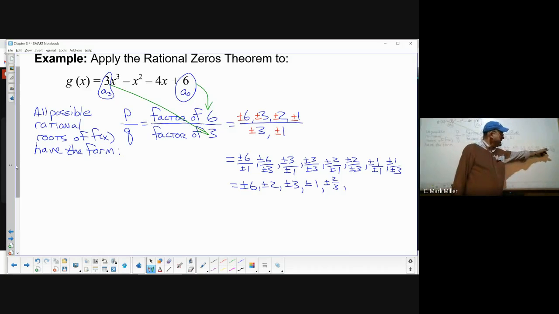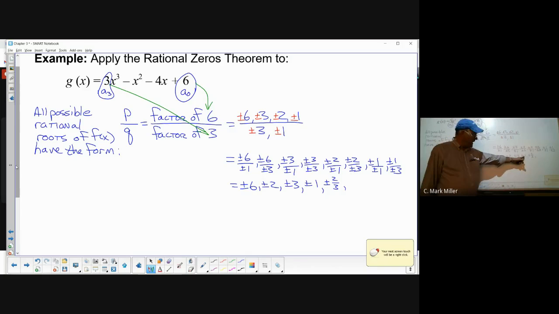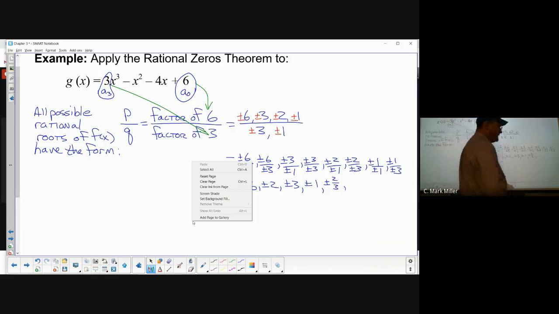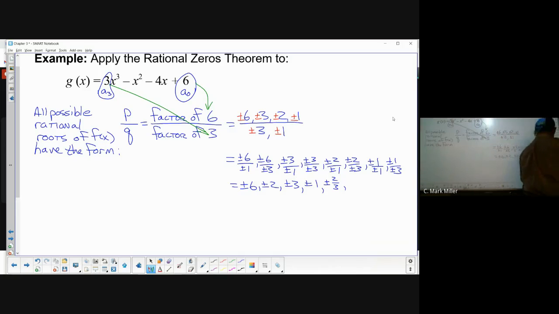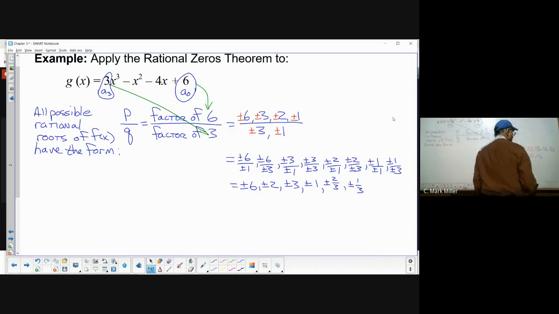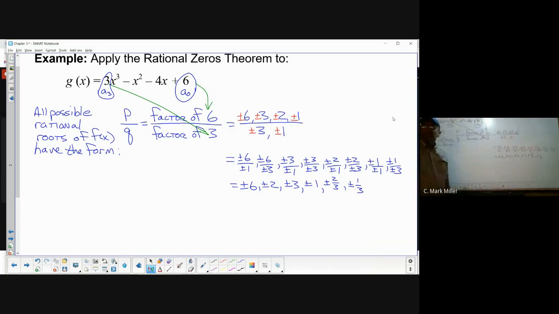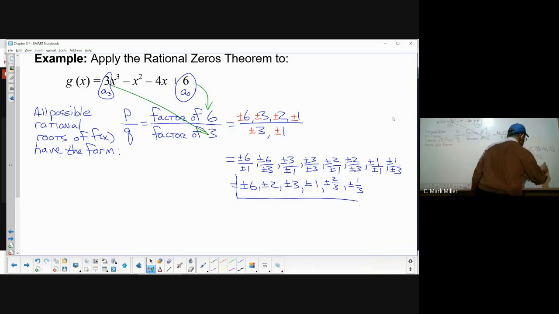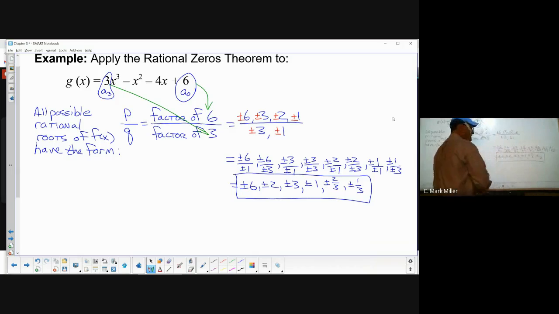Plus or minus 1 divided by plus or minus 1. That's plus or minus 1. It's already on the list. And lastly, I have plus or minus 1 divided by plus or minus 3. That's plus or minus 1/3. So this is the result of my applying the rational zeros theorem.